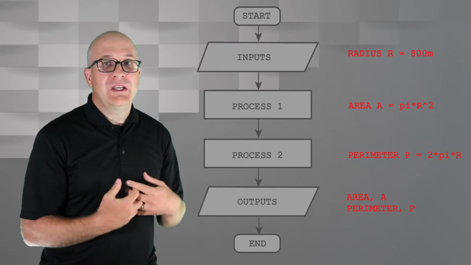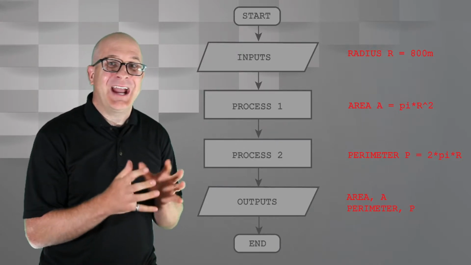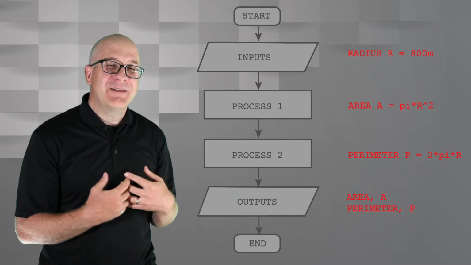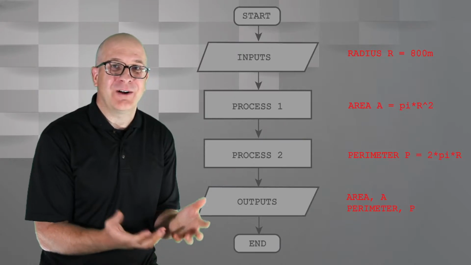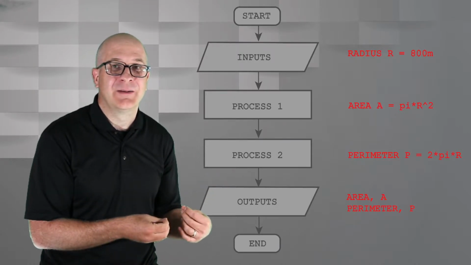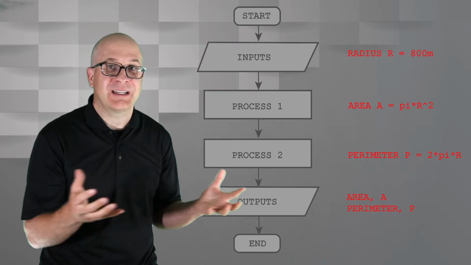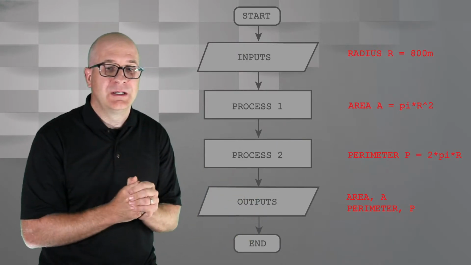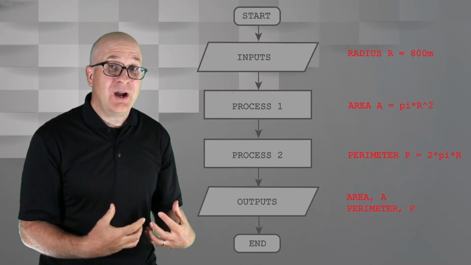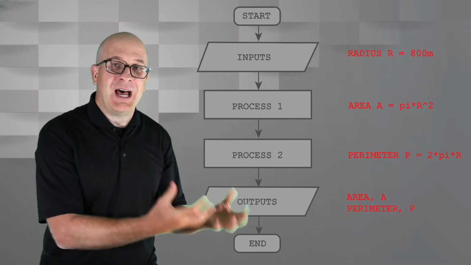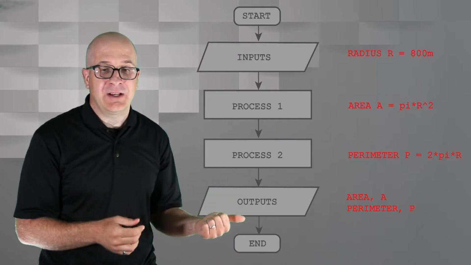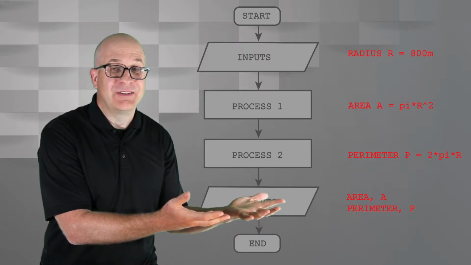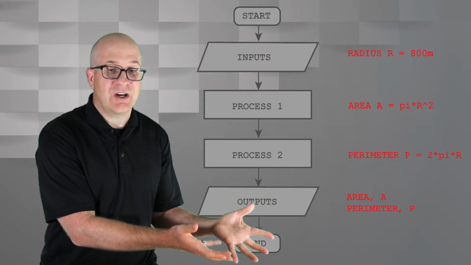We know, hopefully, that the area of one of these circles is pi r squared. So we have a process which involves mathematics to calculate the area. We also have a process to calculate the perimeter. We're going to call those process 1 and process 2. Once we have the processes, we can output the answer: we can output the area and the perimeter, which you can see here as outputs. When we're done with this, we've finished our program.